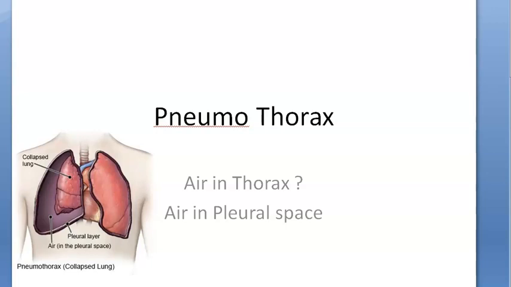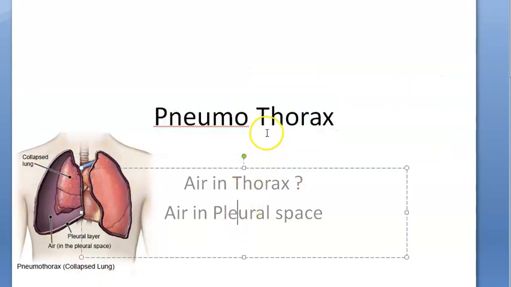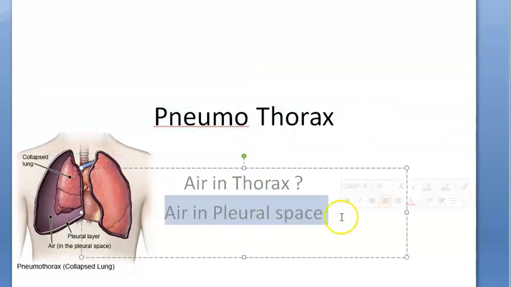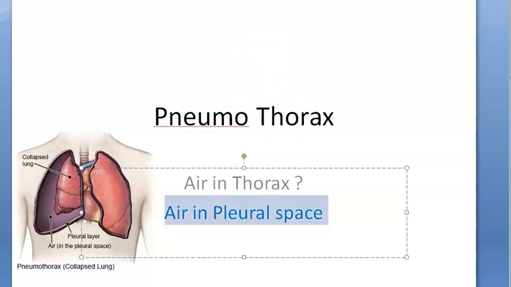Hello people, we want to look at pneumothorax in this video. What is pneumo? Air. Thorax, this chest cavity. But here it doesn't mean that the air is in the thorax. It actually means air is in the pleural space. So what is pneumothorax? Air in the pleural space.